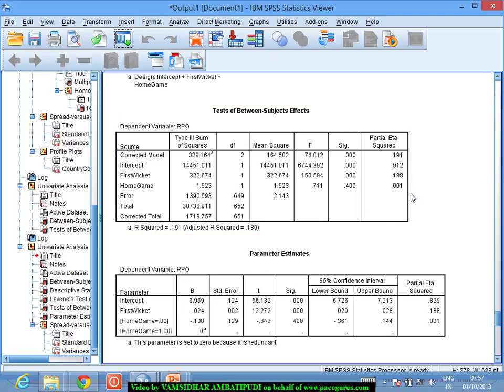The same can be interpreted from the partial eta squared, whose value is very close to 0. So we can very well say that home or away really doesn't have much of an influence on the runs per over. That is one conclusion that we can draw.